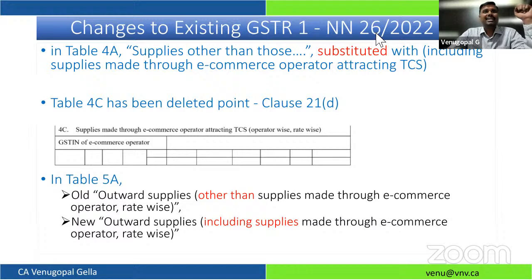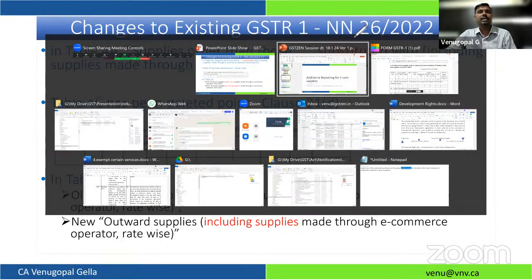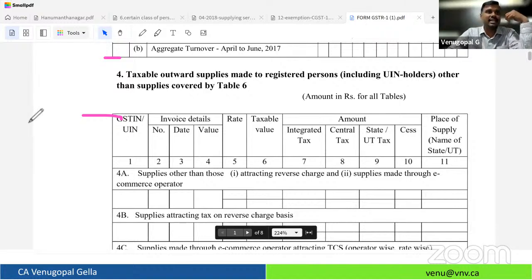The changes that have happened to the form. Firstly, table 4A has been amended, while they have deleted table 4C completely. This has been deleted and 4A has been amended. Let's go back to the table and see what this change is causing or resulting in. What is the change that has happened?